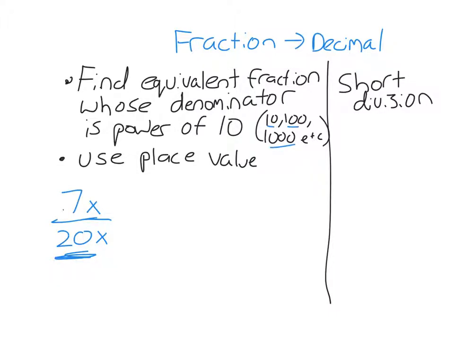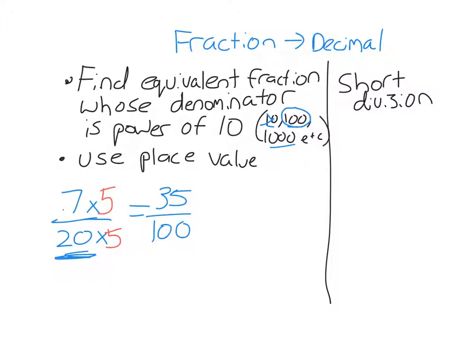So I can't times 20 by a whole number to get 10, right? So that's out of the picture. So let's go to the next power of 10. Can I times 20 by something to get 100? Well, yes, I can. I can times 20 by 5, and it will become 100, which is a power of 10. So I must also times the top by 5. So 7 times 5 is 35. 20 times 5 is 100. So I've now got it as a power of 10.